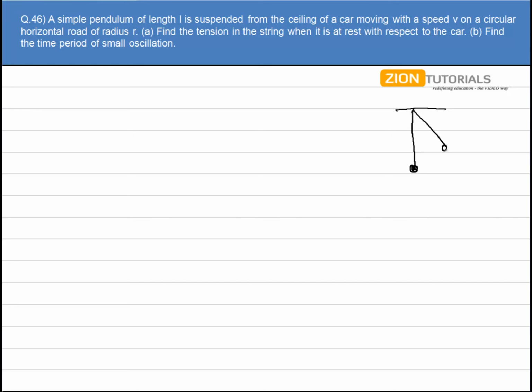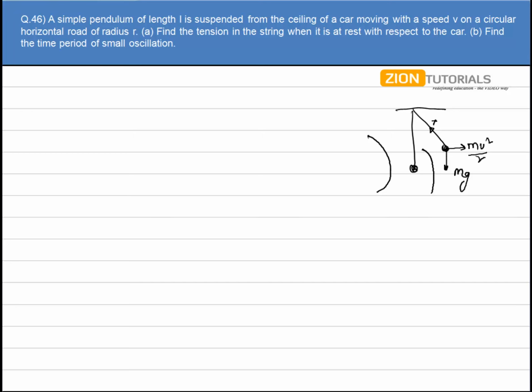It is at its extreme position, and gravity will be acting downward, that is the force mg, and then mv square by r will be acting in the outward direction, that is the centrifugal force, because the car is moving with a speed v in a circular track. Let's say this is my circular track, so mv square by r will be directly outward. Now, as I told you, I have to calculate the tension in the string.